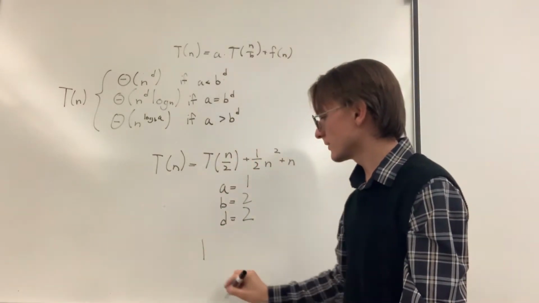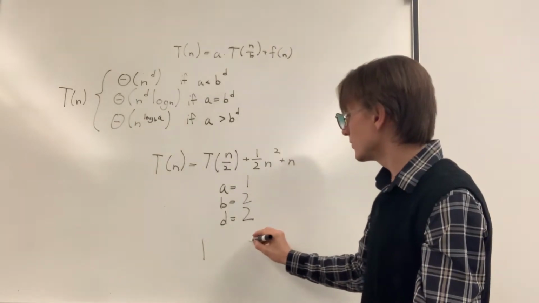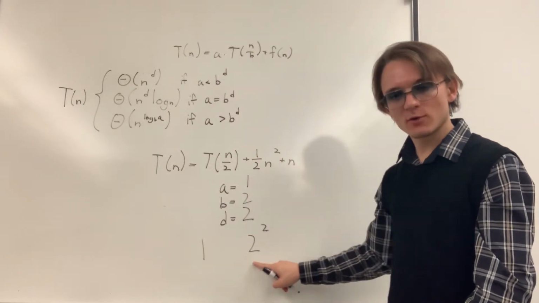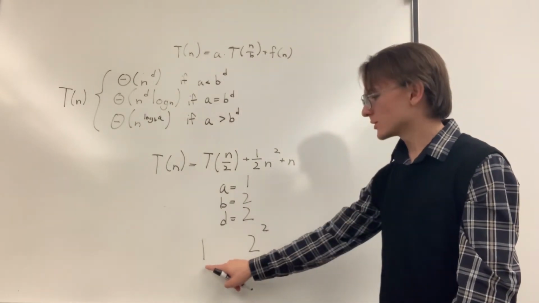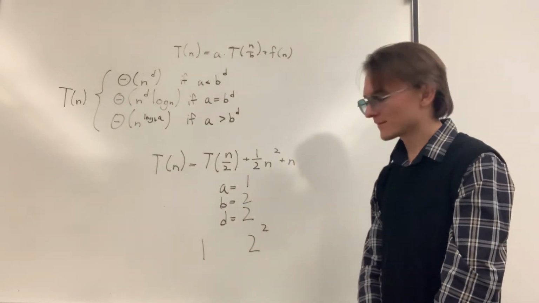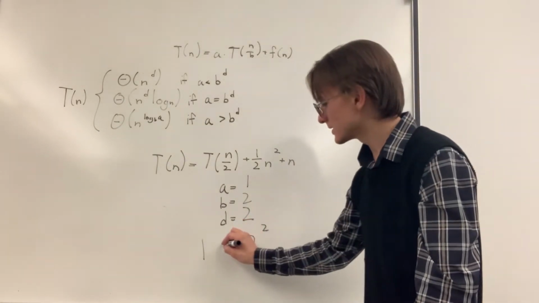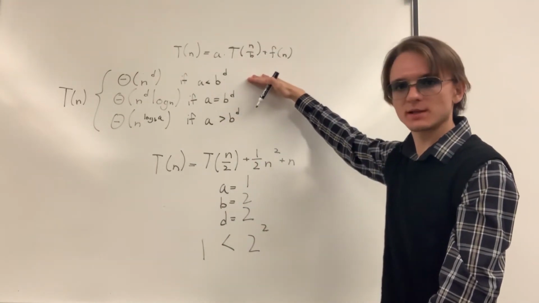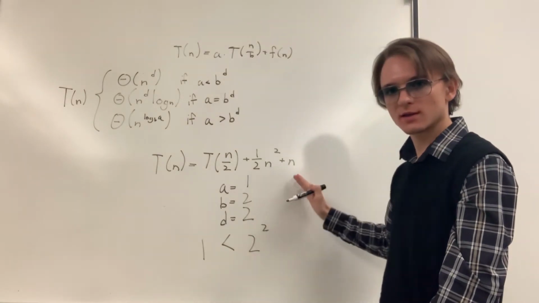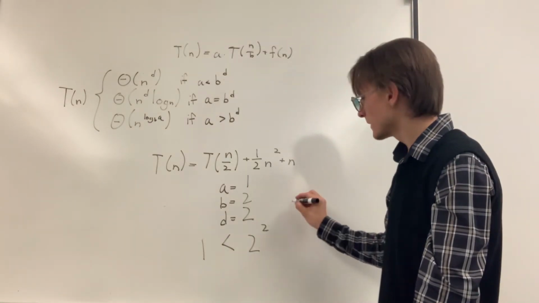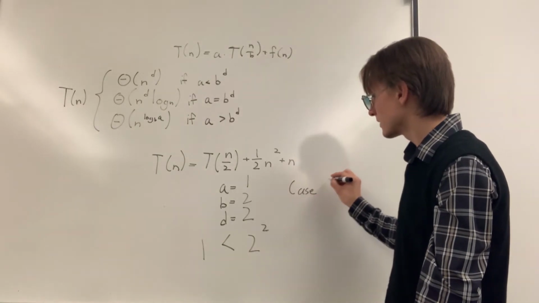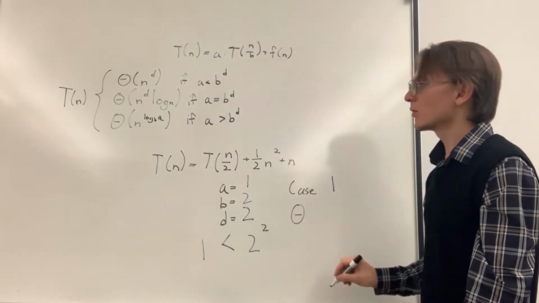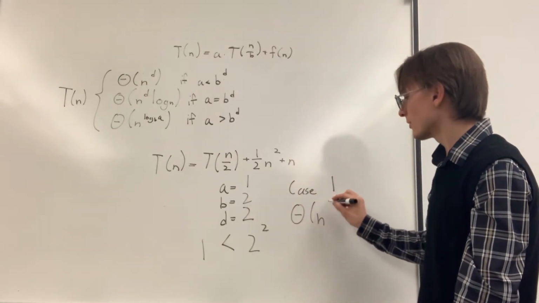Now we do these equations. We get a is 1, we have some symbol, and we do b to the power of d. Is 1 less than 4? Is 1 equal to 4? Or is 1 greater than 4? Absolutely. So 1 is less than 4. So we are led to case number 1, where a is less than b to the power of d, because 1 is less than 4, given this equation. So our solution is case 1. Okay, and then big theta will be n to the power of 2.